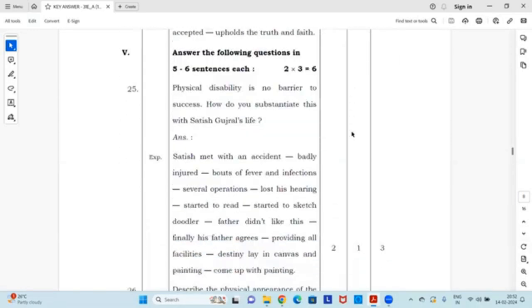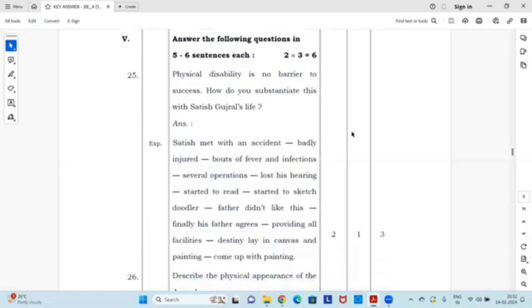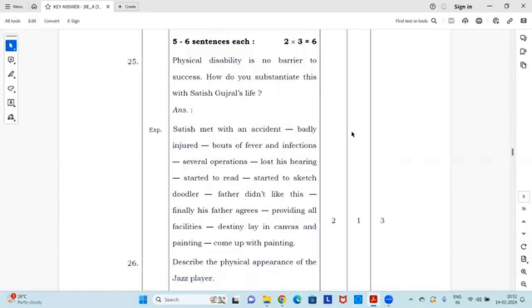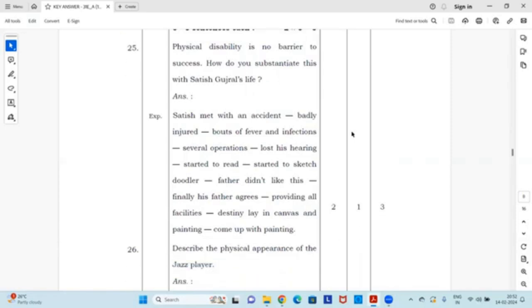Now, fifth main, answer the following questions in 5 to 6 sentences. Question 25. Physical disability is no barrier to success. How do you substantiate this with Satish Gujral's life? Okay, so answer again in key points.